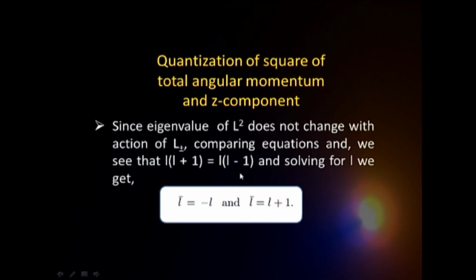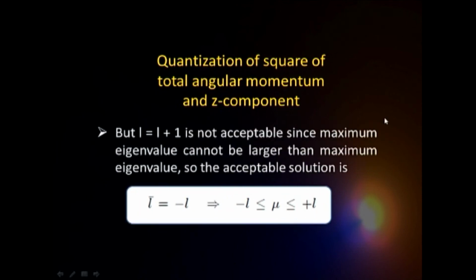When we compare, both are the eigenvalue of L square, and we are aware that the eigenvalue of L square does not change, which means that the terms we got, L plus 1 and L minus 1, need to be equal. They will be equal when l is equal to minus L or l equal to L plus 1. These are the two possible conditions in which these two terms are going to be equal.